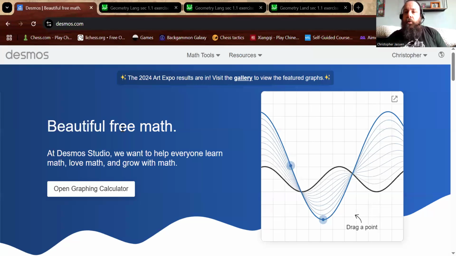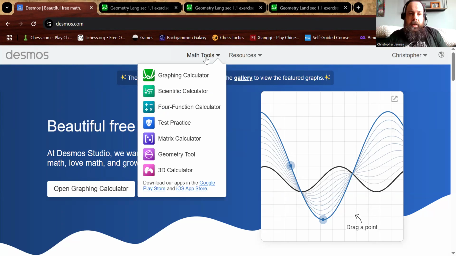Okay, so if you go to the Desmos website and click on Math Tools, there are a bunch of options here. So you can use your graphing calculator. There's a scientific calculator, a four-function calculator. I haven't looked at test practice, but I guess that's an interesting feature. Maybe you can practice for tests on different subjects. Then there's a matrix calculator, which is awesome because now you can do matrices on Desmos.